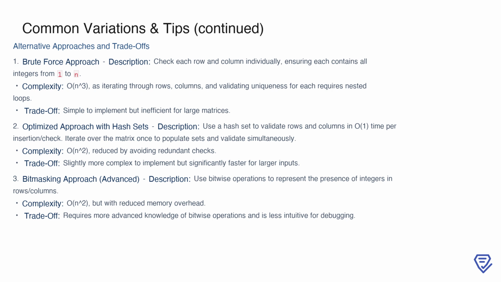For advanced optimization, bit masking can be used to represent the presence of integers in rows and columns with bitwise operations. This also achieves n squared complexity, but it reduces memory overhead and is particularly useful when memory is constrained. However, bit masking requires a deeper understanding of bitwise logic and can be harder to debug, so it's less intuitive for most developers. Each of these approaches has its strengths, and the best choice depends on the constraints and requirements of the problem at hand.